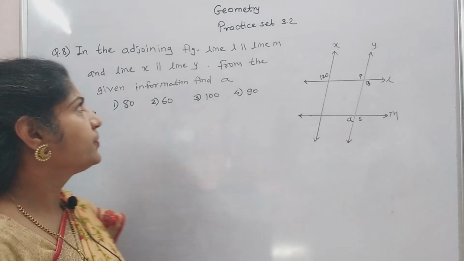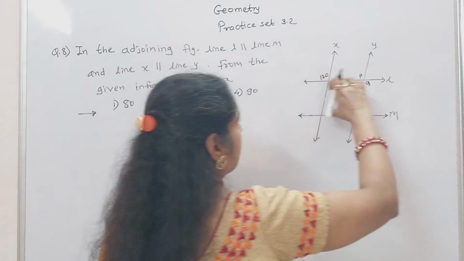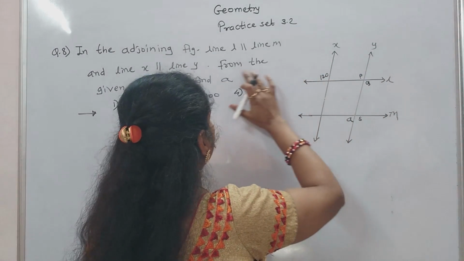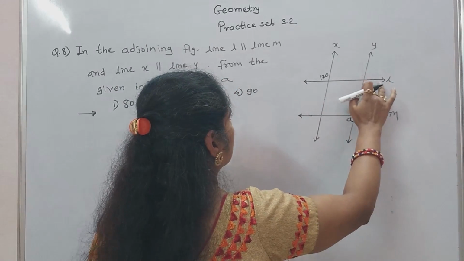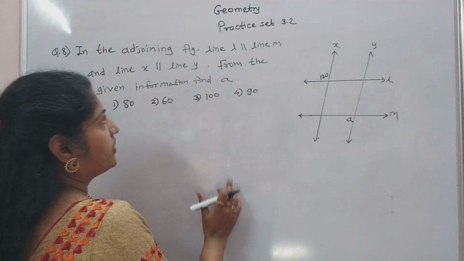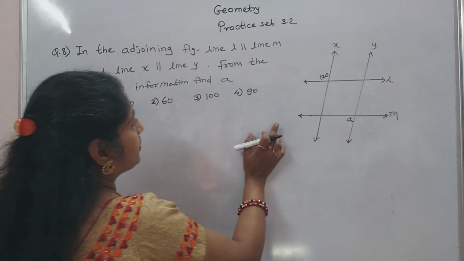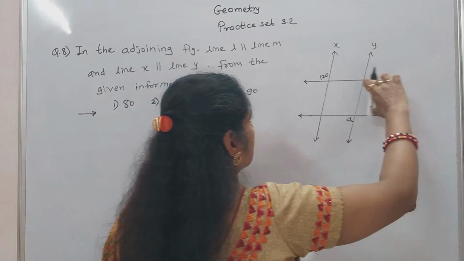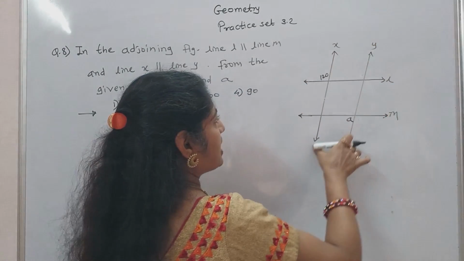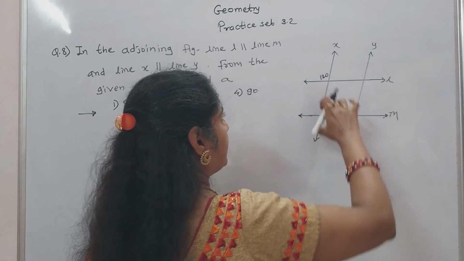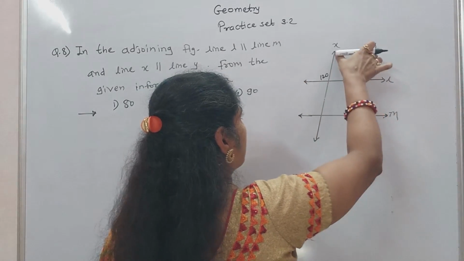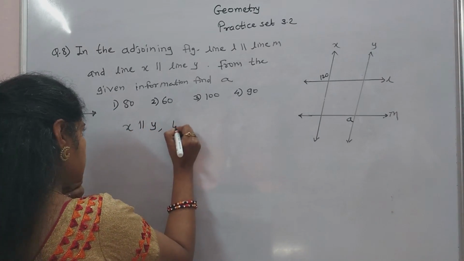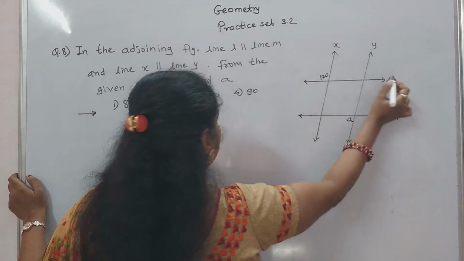Now next question. In the adjoining figure, L and M are parallel lines, X and Y are parallel lines. This information is given. From the given information, find the value of A. So these two lines are parallel. First of all, I take these two lines as parallel. X parallel to Y, and transversal L.